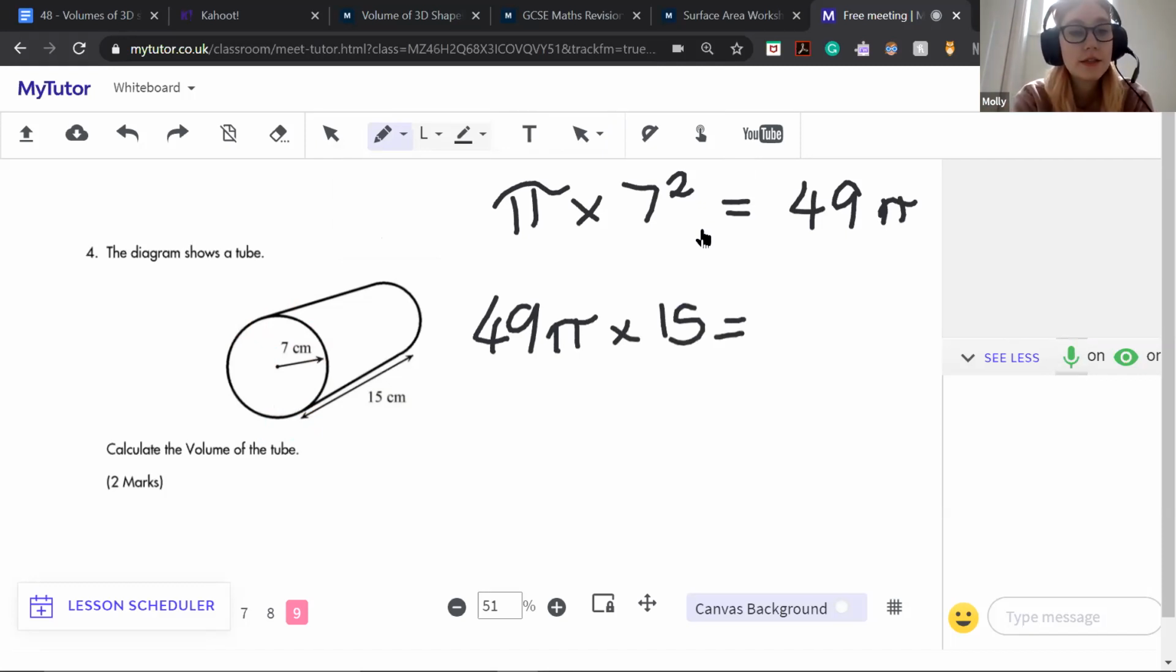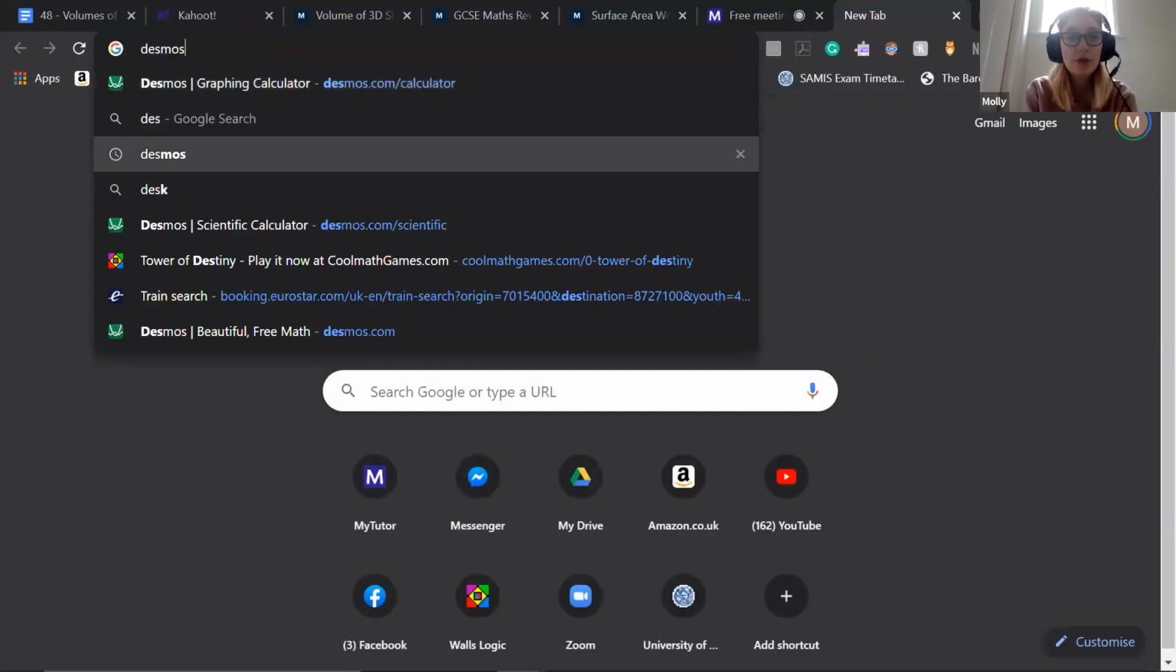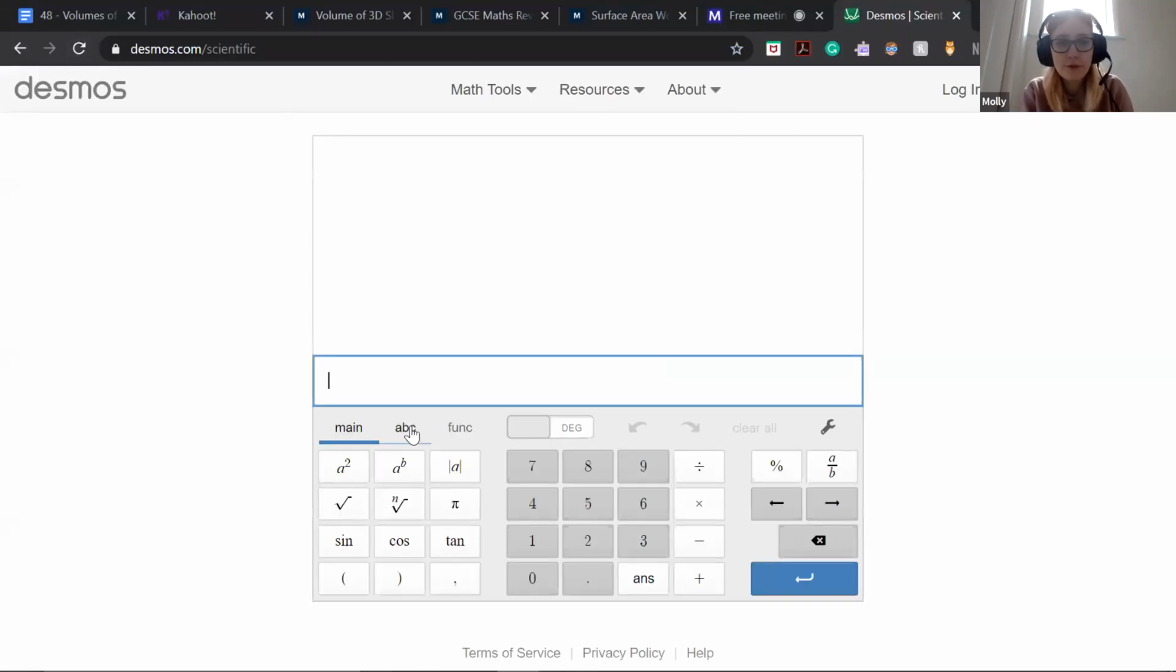And that, 49 times 15 is 735. So I just pop 735 pi into my calculator. Now, if you don't have one on you, as I've mentioned before, this one on Desmos is really good. So desmos.com/scientific, because it works just like a calculator. It can store your answer and stuff like that. So I would really recommend it.